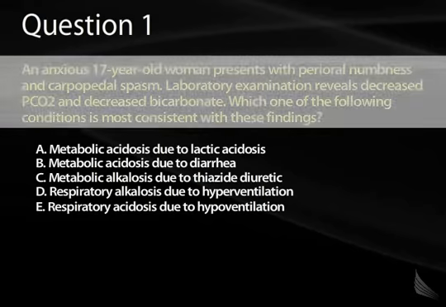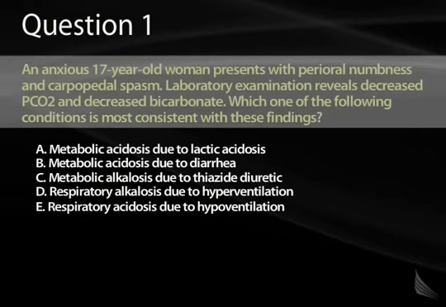Question 1. An anxious 17-year-old woman presents with perioral numbness and carpopedal spasm. A laboratory examination reveals decreased PCO2 and decreased bicarbonate. Which one of the following conditions is most consistent with these findings? A. Metabolic acidosis due to lactic acidosis. B. Metabolic acidosis due to diarrhea. C. Metabolic alkalosis due to thiazide diuretic use. D. Respiratory alkalosis due to hyperventilation. Or E. Respiratory acidosis due to hypoventilation.